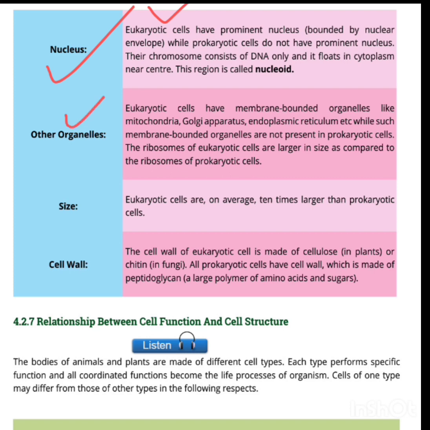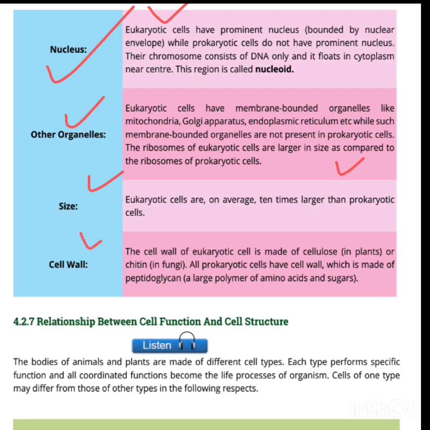If I talk about other organelles, eukaryotic cell have membrane-bounded organelles like mitochondria, Golgi apparatus, endoplasmic reticulum, while these membrane-bounded organelles are not present in prokaryotic cell. The ribosomes of eukaryotic cells are larger in size as compared to that of the prokaryotic cell. If I talk about the size, eukaryotic cells are on average 10 times larger than prokaryotic cells.